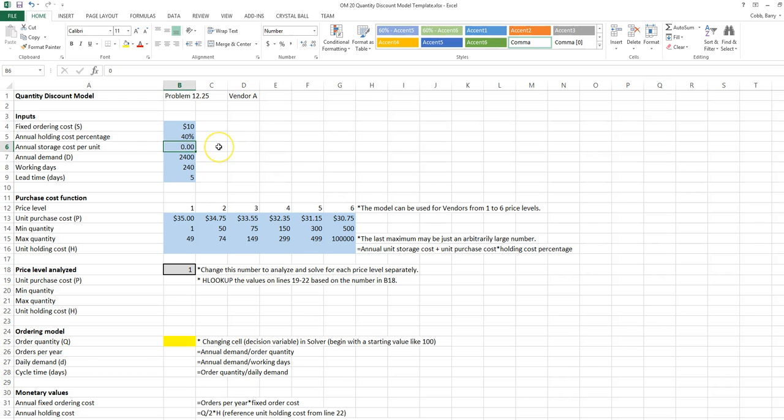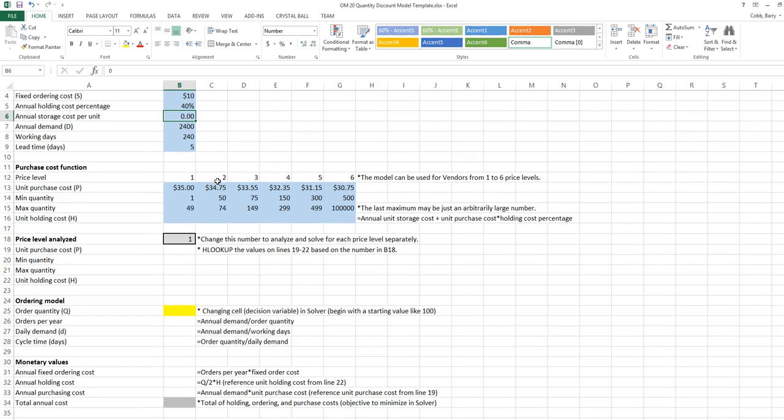There's no storage cost per unit for this product, although we'll build a model where we have the flexibility to include this. We have annual demand of 2,400, working days during the year of 240, and a lead time of 5 days.